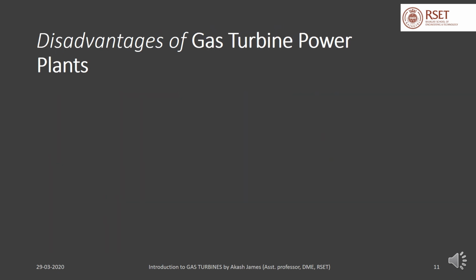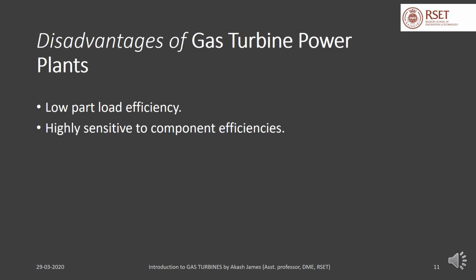Coming to the disadvantages of a gas turbine power plant, one of the main disadvantages is its low part load efficiency. This is owing to the suboptimal performance of the compressor at part loads. It is also highly sensitive to component efficiencies like turbine efficiency, compressor efficiency, etc. The efficiency also depends on the ambient condition.